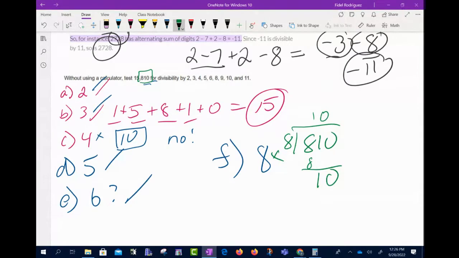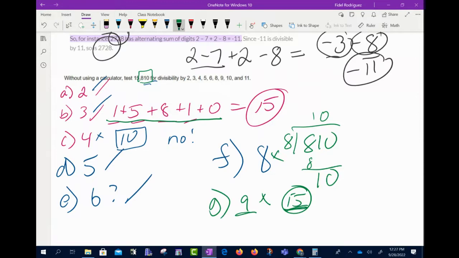Okay, the next one I'm going to check is 9. A, B, C, D, E, F, G, right? Okay, 9. So 9, y'all, says we're going to add up the digits again. Well, we already did that, right? We got 15. If this number can be divided by 9, then the whole thing can be divided by 9. But 9 doesn't go into 15. So no, 9 doesn't work.